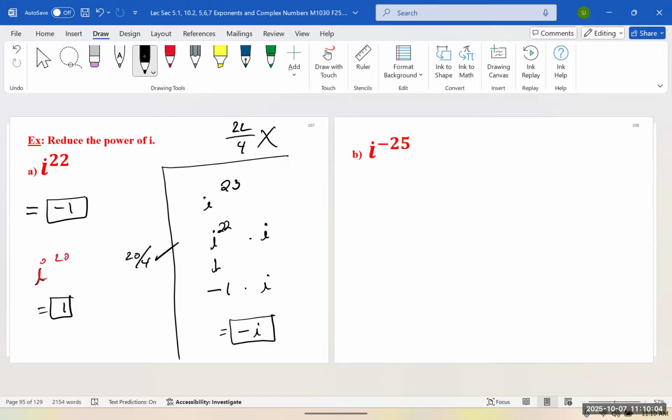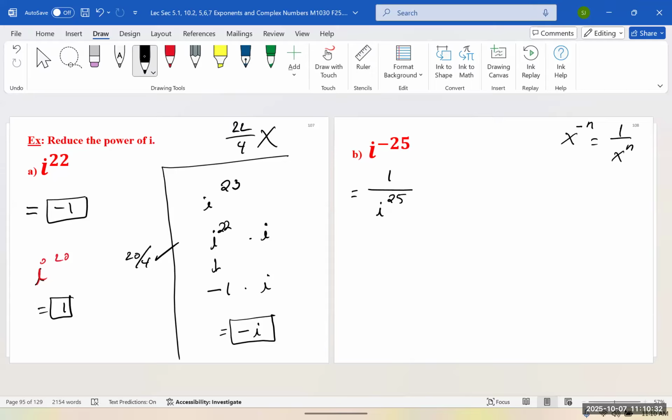Good job. It's the exponent rules. X to the negative n is 1 over x to the positive n. Did I tell you that I'm going to put the same exponent rule in the second exam? So make sure you review them every day, or at least every week. So we get 1 over I to the positive 25.